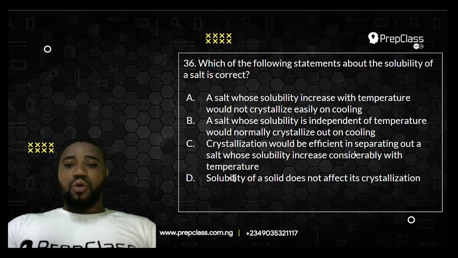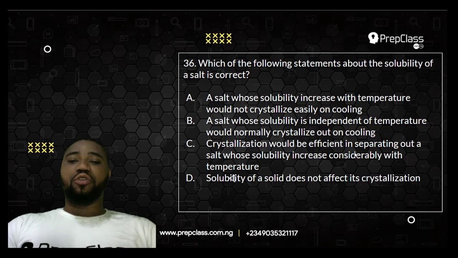Question number 36. Which of the following statements about the solubility of a salt is correct? A. A salt whose solubility increased with temperature would not crystallize easily on cooling. B. A salt whose solubility is independent of temperature will normally crystallize out on cooling. C. Crystallization would be efficient in separating out a salt whose solubility increased considerably with temperature. D. The solubility of a solid affects its crystallization.